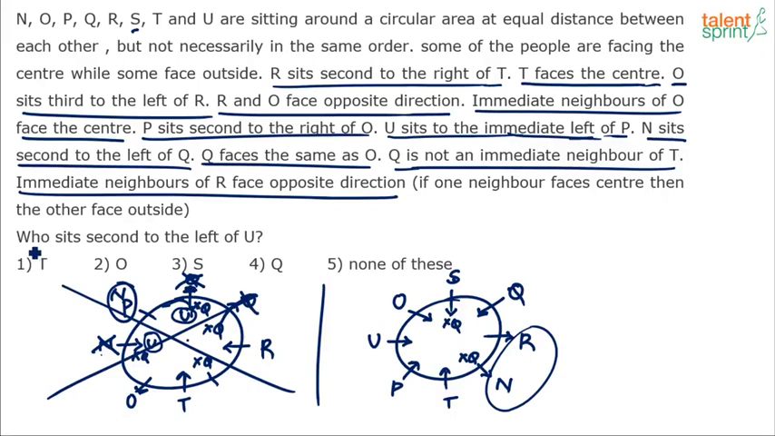Now look at the question asked here. Who sits second to the left of you? Second to the left of you. U is facing center. Left of you will be clockwise. So second to the left of you, first and second. S. Option 3 will be the answer.